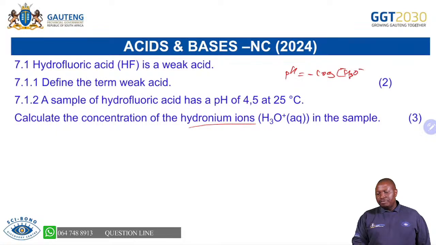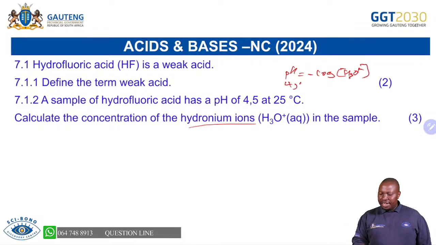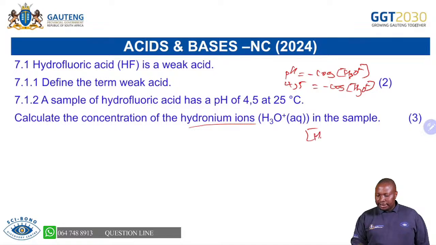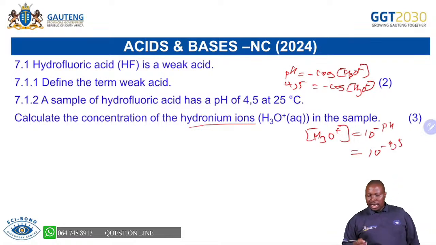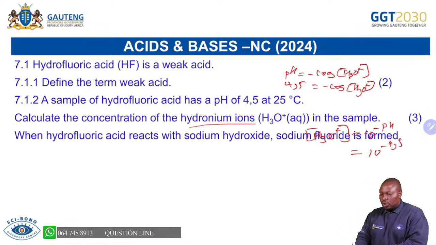Please just copy the formula from the data sheet as given, and then you were given the 4.5 there, and that is minus log H3O plus. So what you have to do is anti-log. You can just write your formula as H3O plus equals 10 to the power of minus pH. That is 10 to the power of minus 4.5. And then you just use your calculator to get your answer as far as that is concerned.